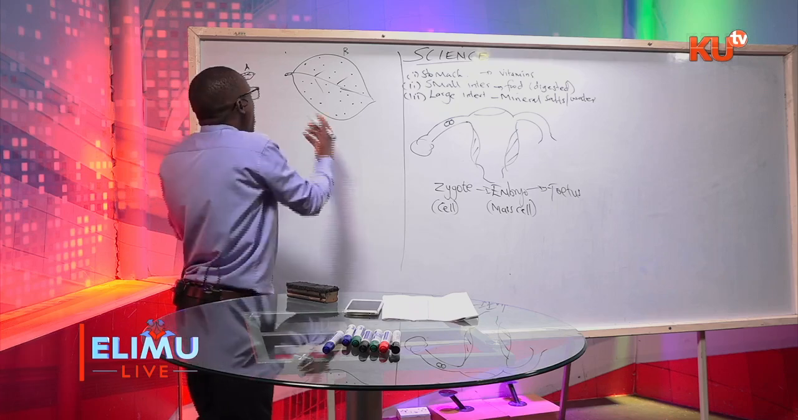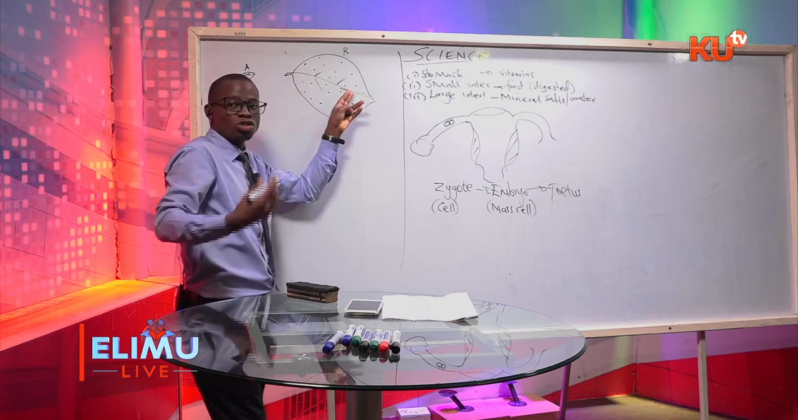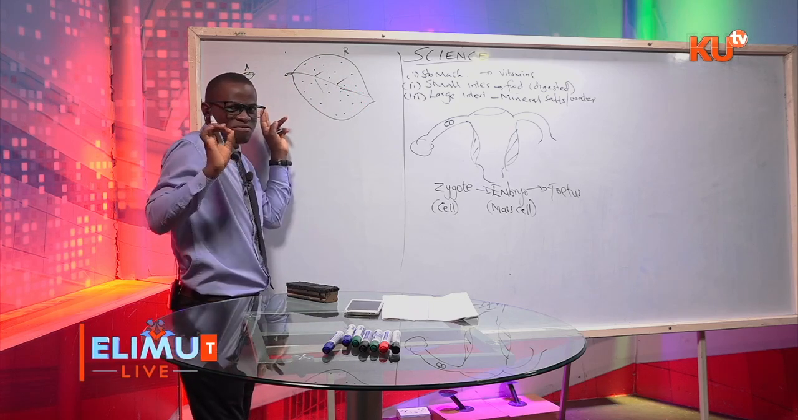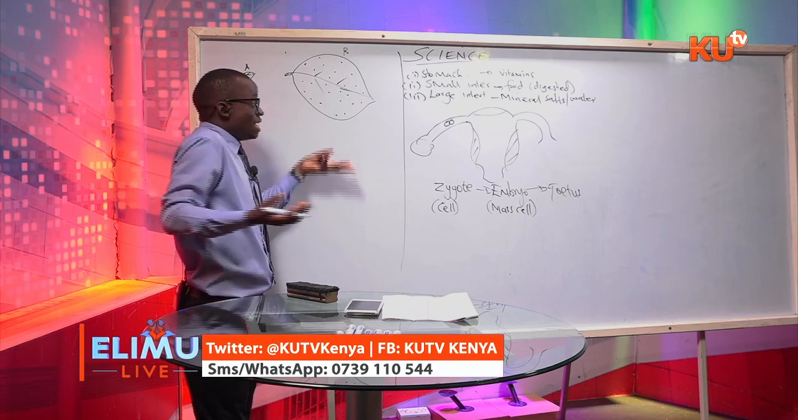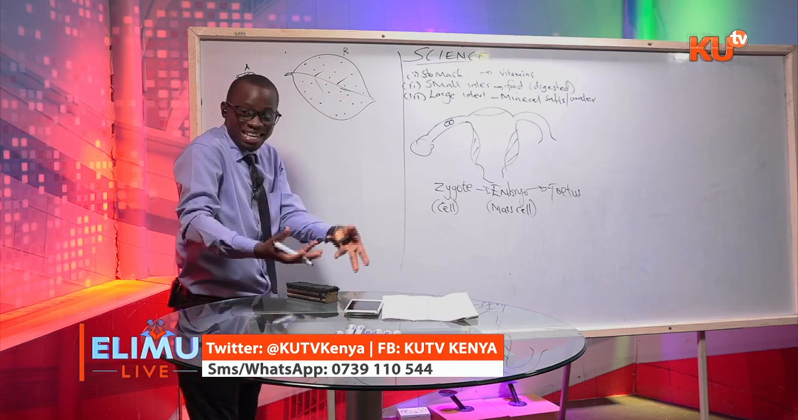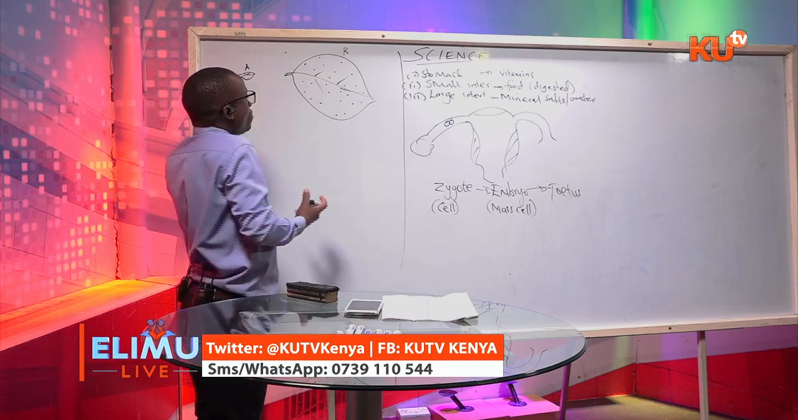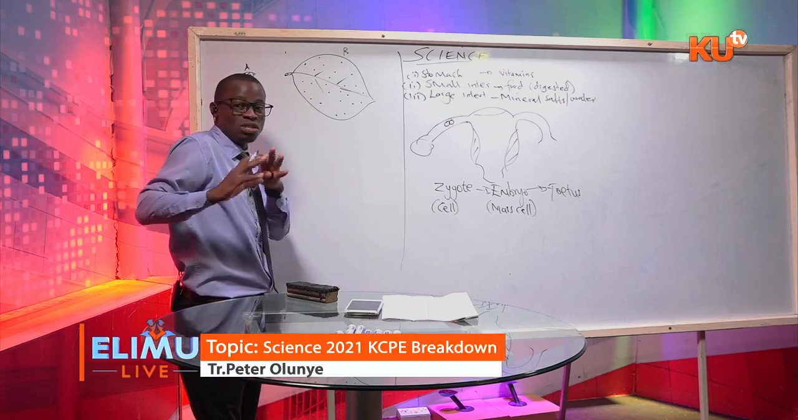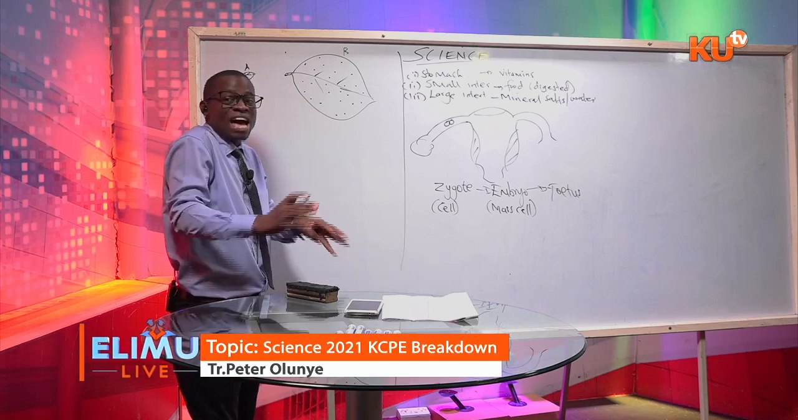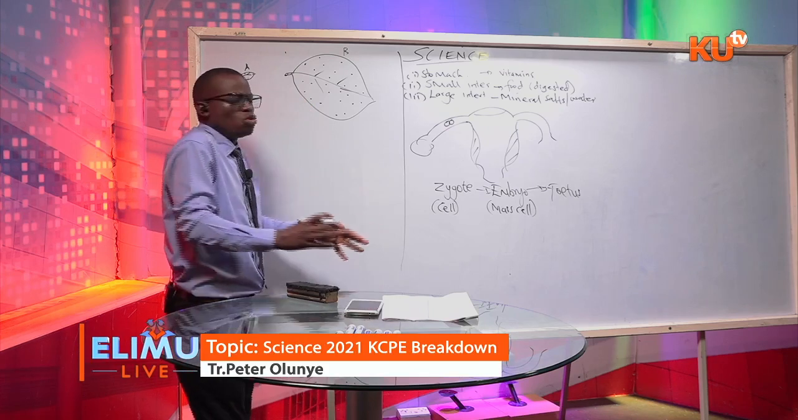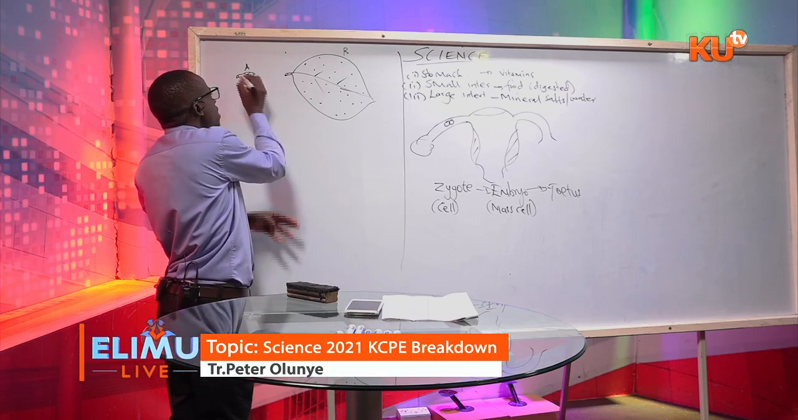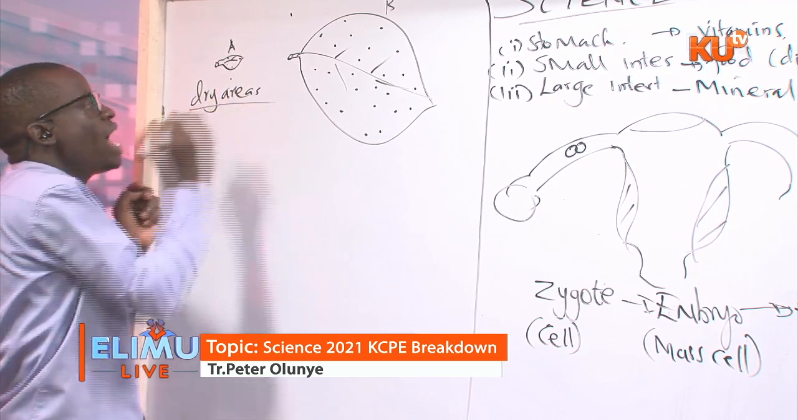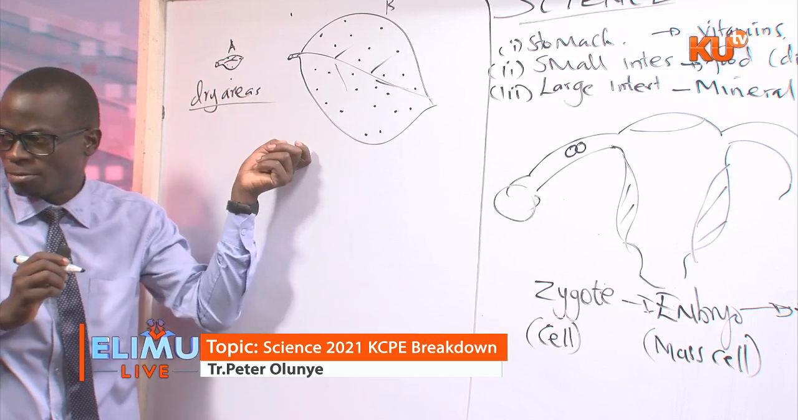Definitely, you will find that leaf B has more stomatas compared to leaf A. Why? Because leaf A has fewer stomata. So eventually, leaf B will lose more water to the environment compared to leaf A. So which leaf do you think will help these plants that are not able to get enough water to survive? Automatically, you will find that leaf A will be for the dry areas. Why? It has fewer stomatas.